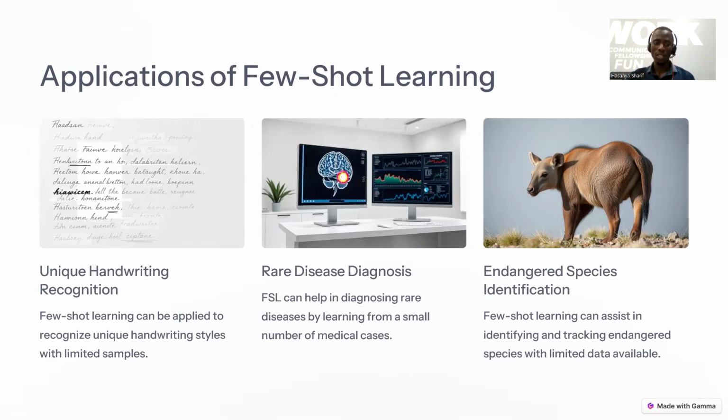One is unique handwriting recognition. It can be applied to recognize unique handwriting styles with limited samples. Then also rare disease diagnosis, such as maybe detecting cancer tumors. These are diseases which are rare. You can hardly get to know them, and you can hardly get their data set.